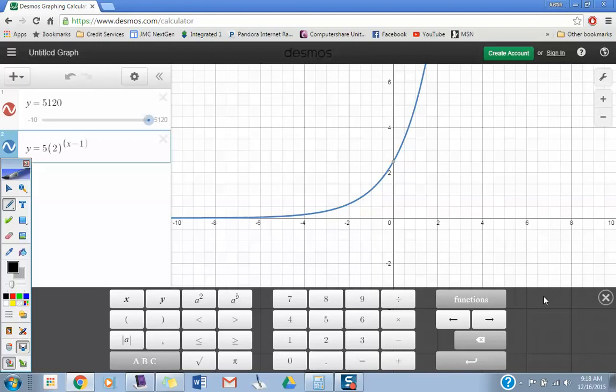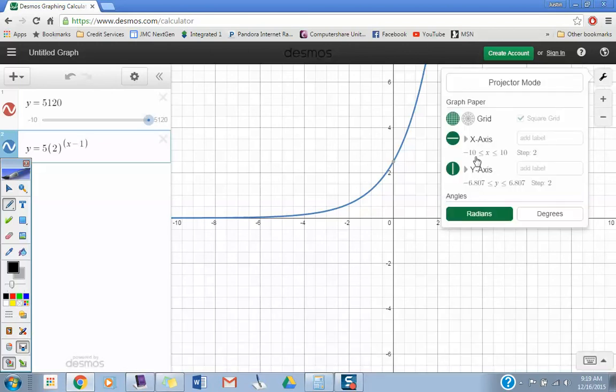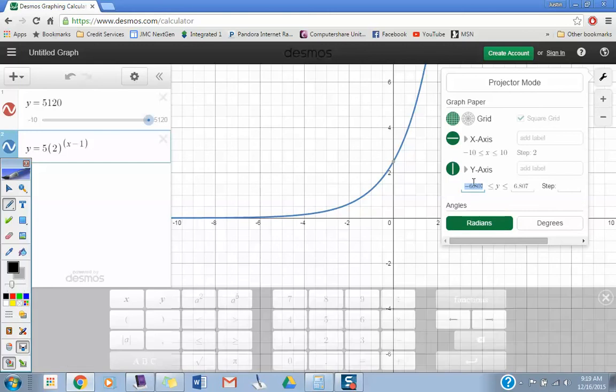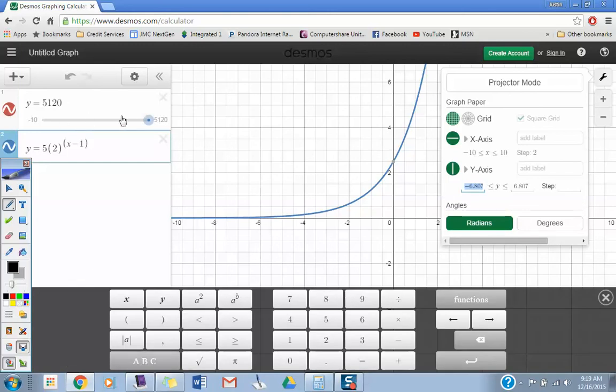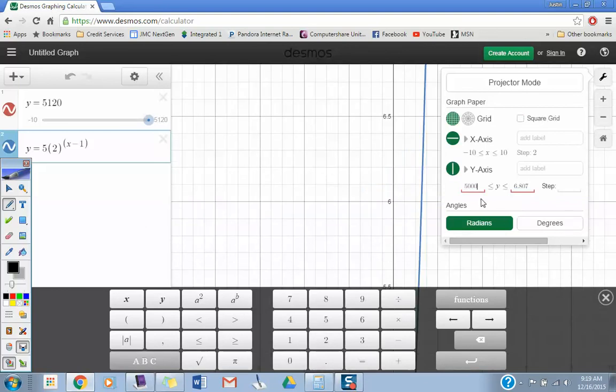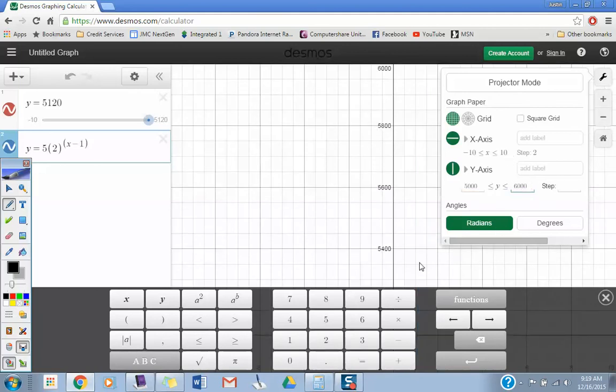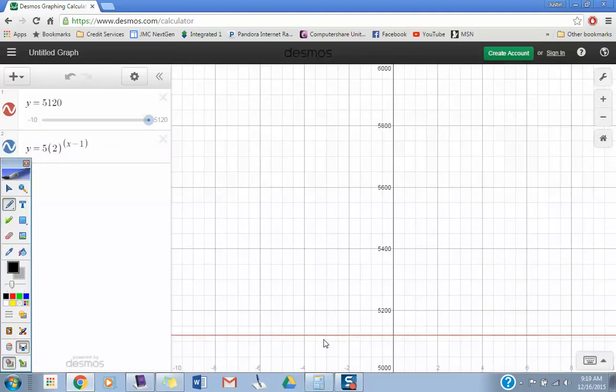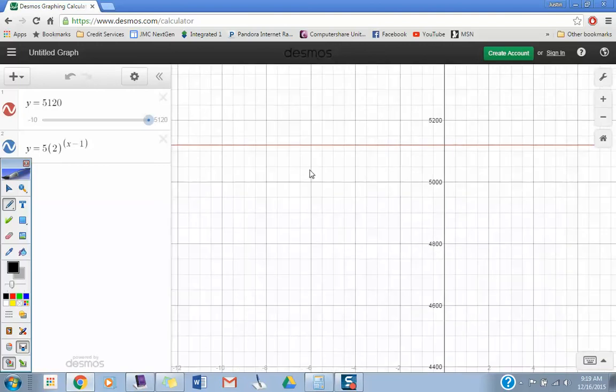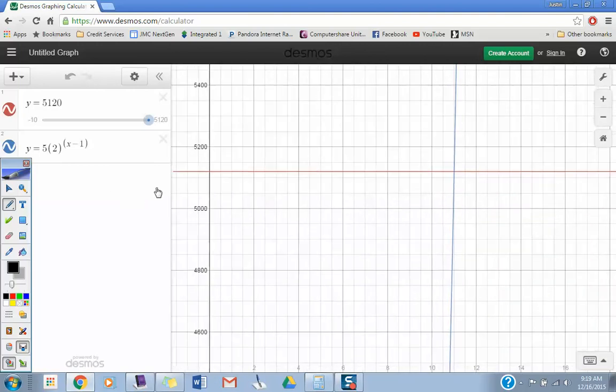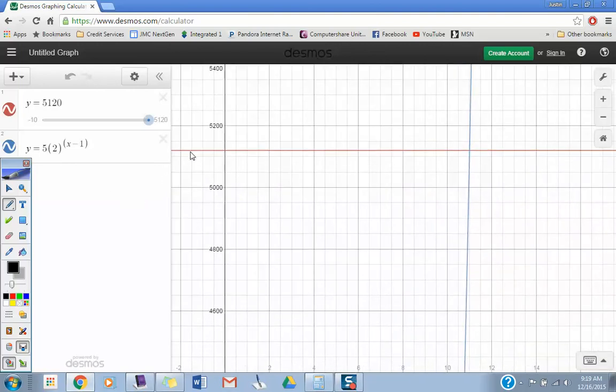I need to change my window, so I'm going to go into settings. I like the x-axis as is, but for the y-axis, pick some values around 5,120. How about 5,000 and 6,000? Is that okay? So I'm going to pick a value of 5,000 here, and maybe a value of 6,000 right here. And let's just see. Does my graph cross anywhere? I don't see it. Oh! Drag around a little bit. Do you see where my lines are meeting?